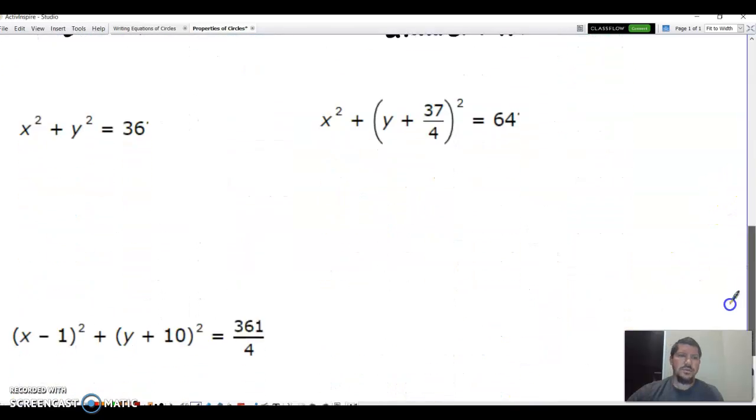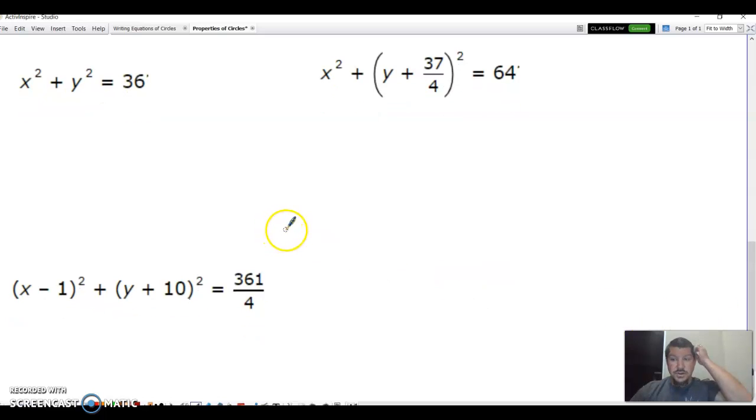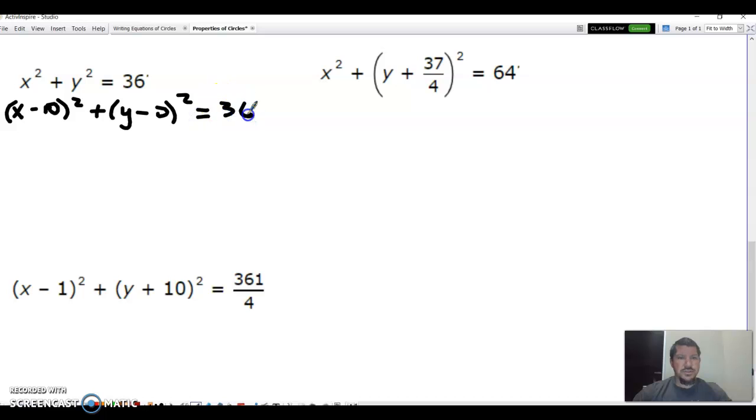Okay, you will eventually get to these. Still not hard. These will wrap up this video. So x squared plus y squared equals 36. We want to find the center, the radius, and the diameter. Whenever I see x squared and y squared like that, that's really (x minus 0) squared plus (y minus 0) squared equals 36. Anytime it's just x squared, y squared, it's 0 and 0. So my center is at the origin, (0, 0).